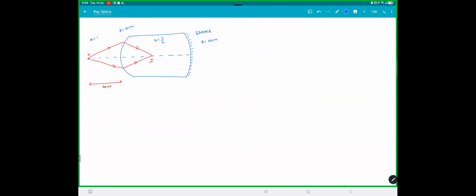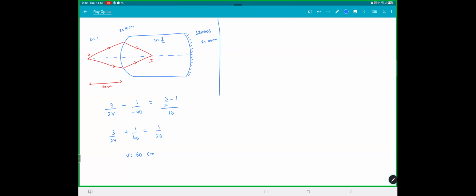Apply the formula: mu2 by v minus mu1 by u equals mu2 minus mu1 by R. Mu2 is 3 by 2, mu1 is 1, u is minus 40, it's on the left hand side. R's center is on the right side, so that is 10. So this will be 3 by 2v minus 1 by minus 40 equals 1 by 20. When it goes that side, you get 1 by 40. 2 will cancel 20, v is 60 centimeters. That means this image, after refraction, is forming at 60 centimeters.